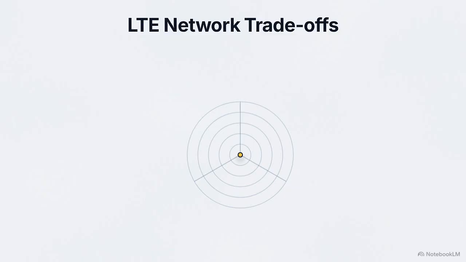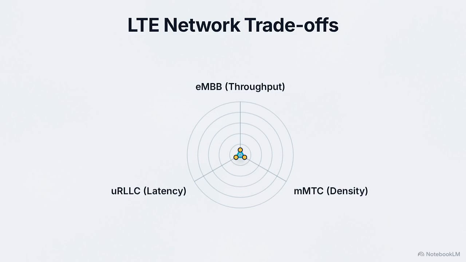The first head is enhanced mobile broadband, or eMBB. This is the requirement for massive data throughput. The second head is massive machine type communications, or mMTC. This dictates the network's ability to support an exponentially high density of individual endpoints. And the third head is ultra-reliable low-latency communications, or URLLC, requiring instantaneous fail-proof reaction times.